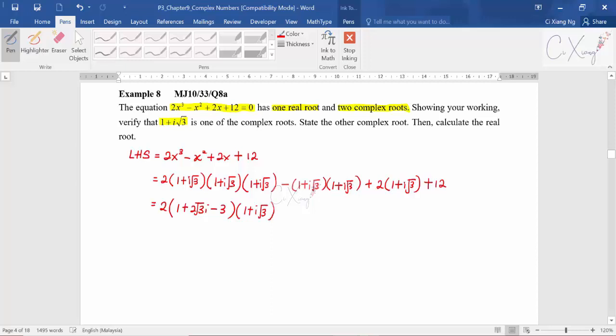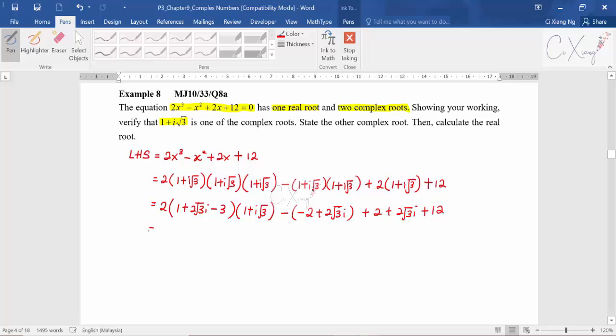Then the third bracket remains. Alright, then this one will be the same as this, right? So I'm having 1 minus 3, I straight away simplify to become negative 2. So negative 2 plus 2 square root 3i. Okay, then plus 2 plus 2 square root 3i, then plus 12.